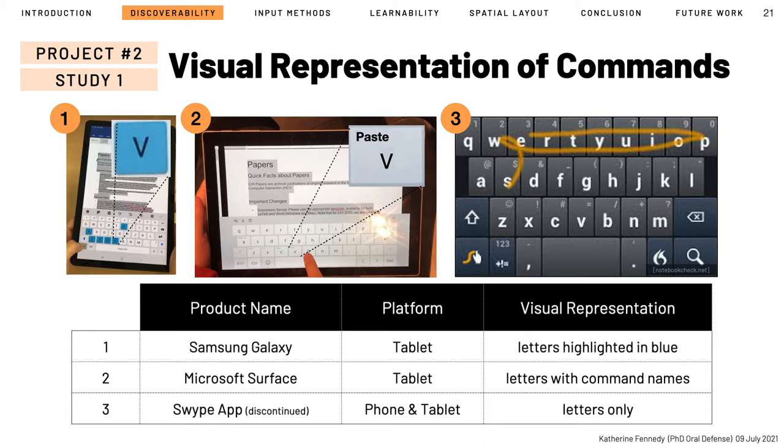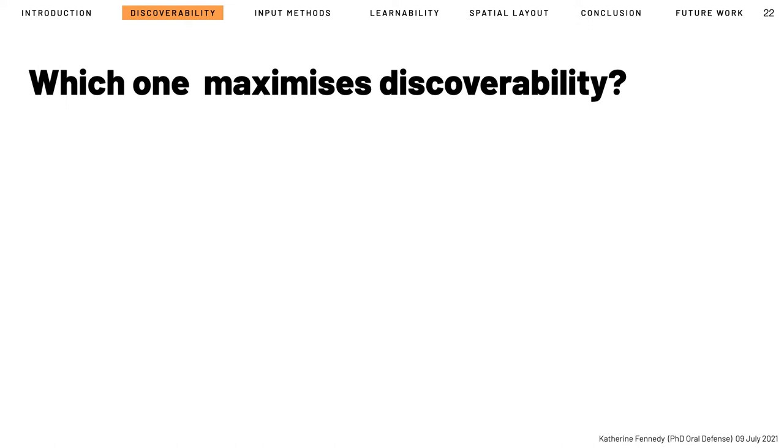Between Samsung and Microsoft, it is unclear why only a subset of the commands was rendered as available. For instance, frequent commands like bolding were actually invocable, but the B keys were not visualized accordingly. These limitations and lack of consensus motivated us to investigate which representation maximizes discoverability.